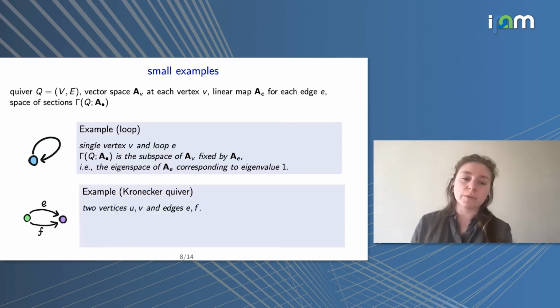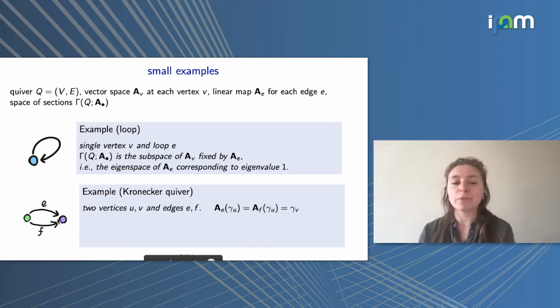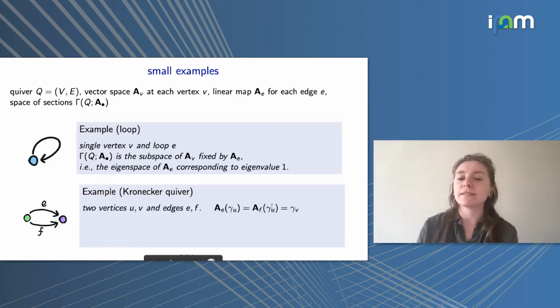All right, and another example. So here's the Kronecker quiver with 2 arrows. So we have 2 vertices, let's say U and V, and 2 edges, E and F. Now, what is the space of sections? Well, each section will be an assignment of a vector to this vertex and a vector to this vertex, such that when we apply the one linear map or the other linear map, we get the second vector. So A_E applied to gamma U gives gamma V, and likewise A_F applied to gamma U equals gamma V.